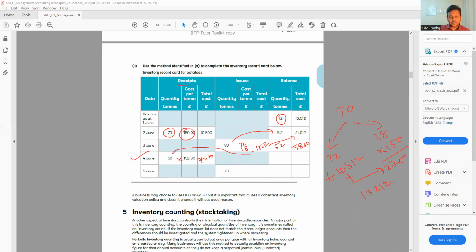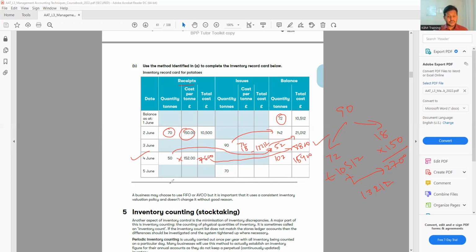Now how much will be the new balance? 52, and we buy now 50. How many units do we have now? 102. And how much will be the cost? 7,800 we had before. Now we have 7,600. So 7,800 plus 7,600, 15,400.